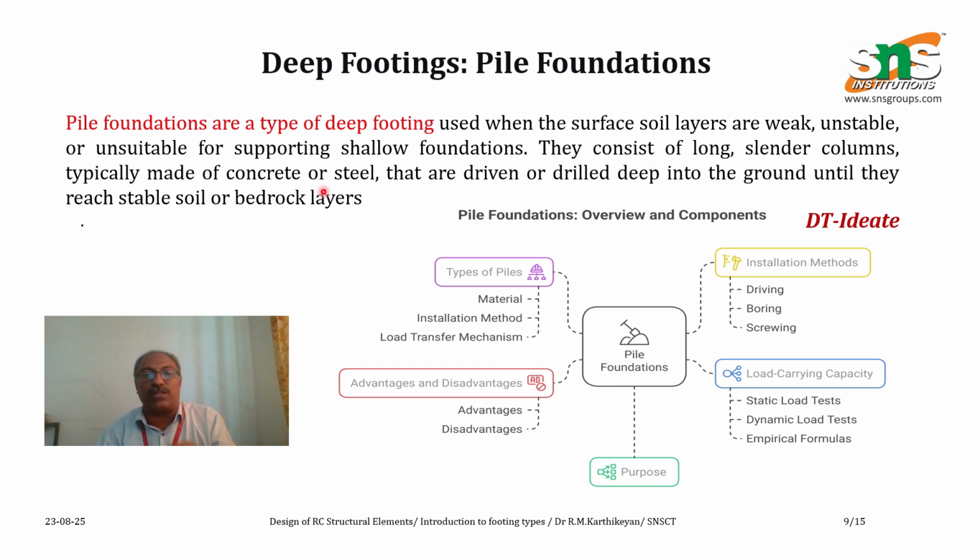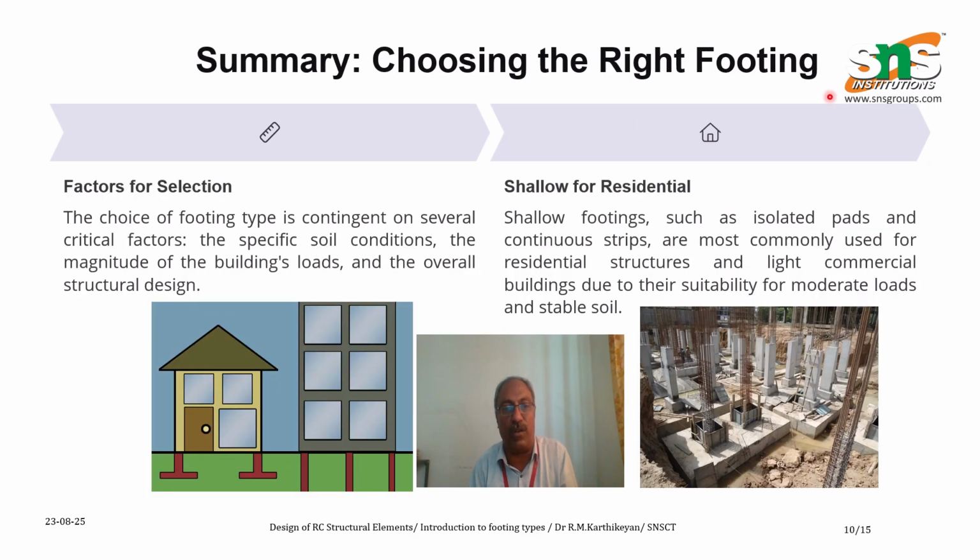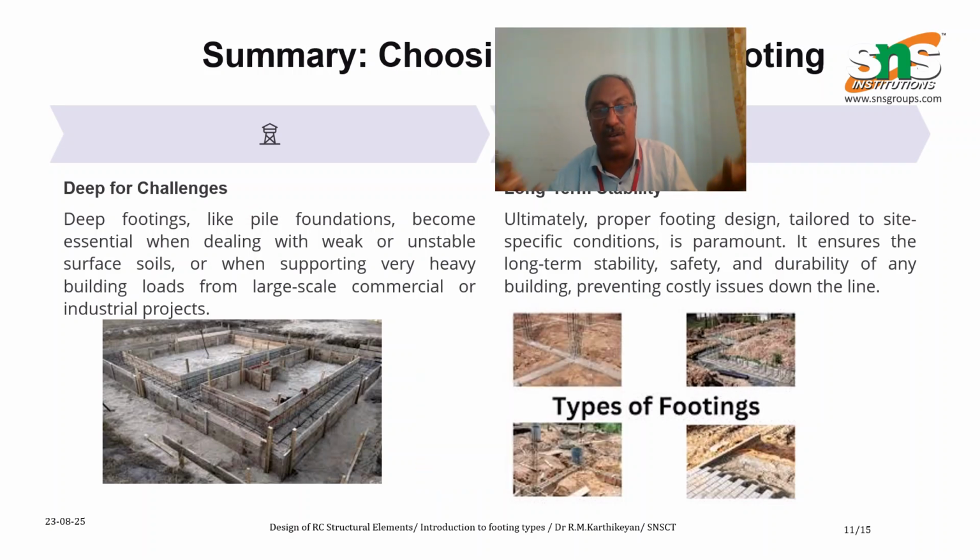Now, summary: choose the right footing. How will we choose? If it is red soil, we go for shallow footing, and for clay we go for deep footing. For shallow residential purposes, we use isolated footing. Deep footing is for clay soil, larger areas, columns, or bridges, where long-term stability is required. So the types of footings depend upon the loads.